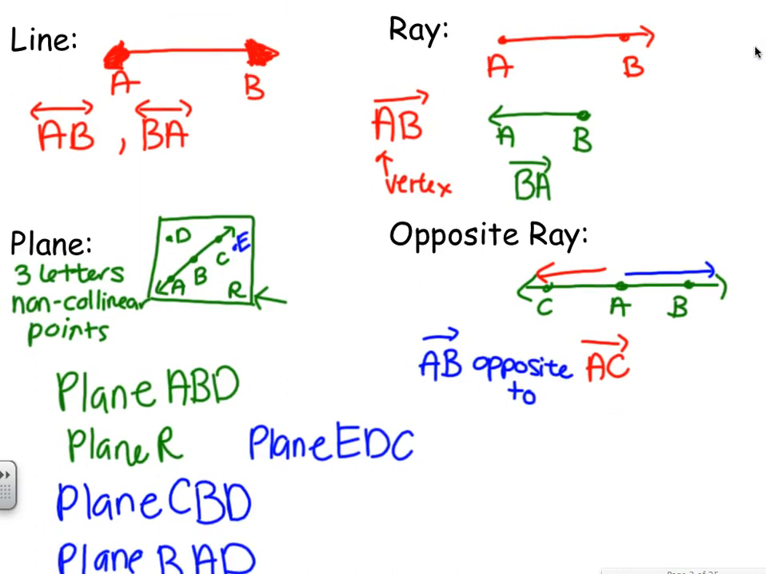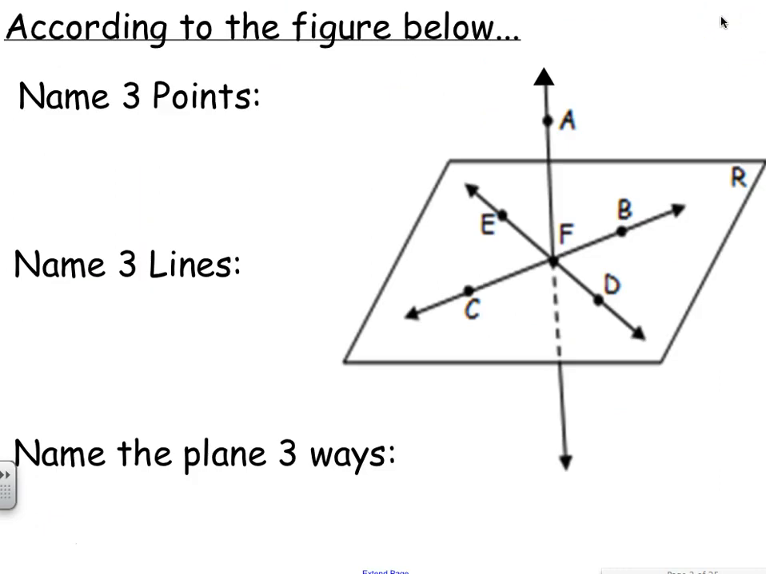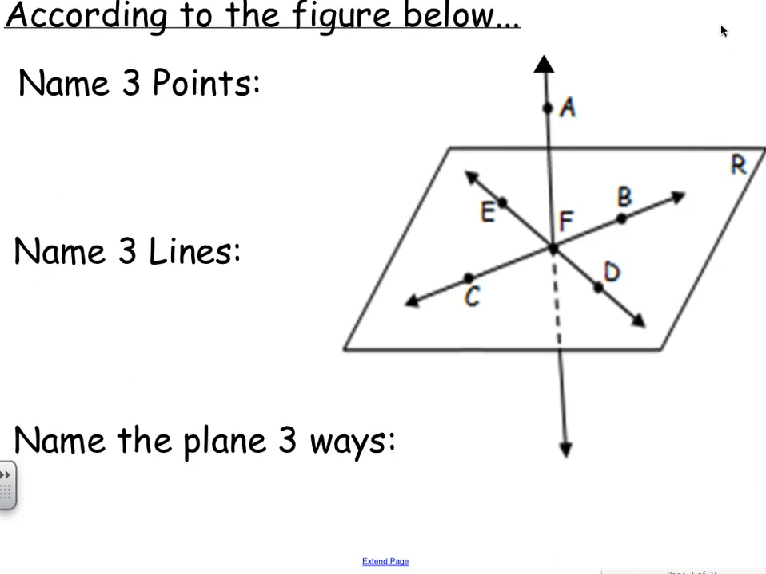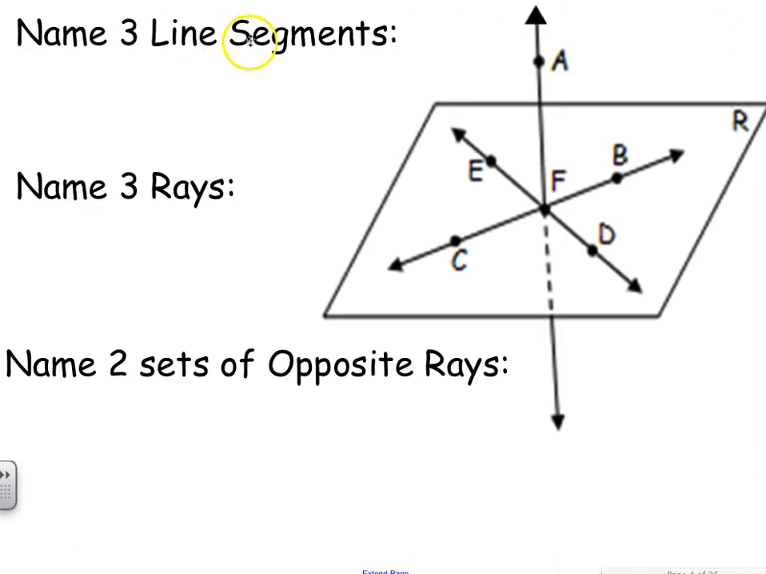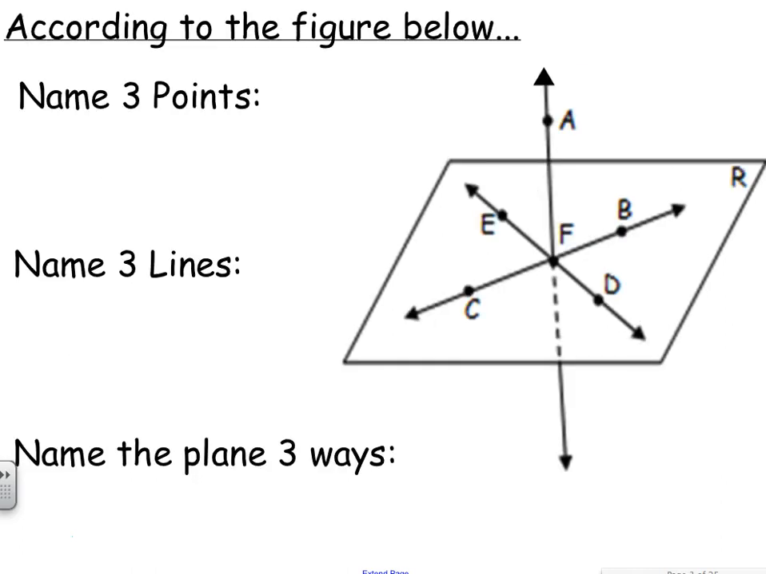Alright, so let's jump to some practice. So I want you to name 3 points, 3 lines, name the plane 3 different ways. And then I also want you to name 3 line segments, 3 rays, and 2 sets of opposite rays. So try 6 problems, press pause, and then we will go over the answers.